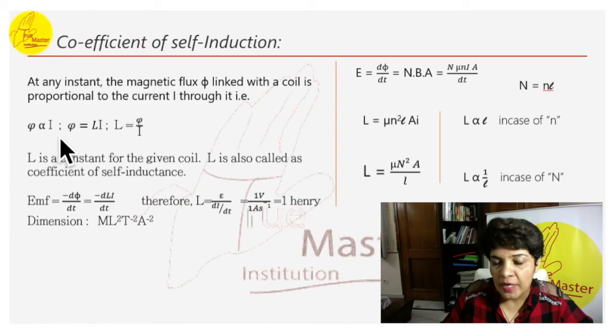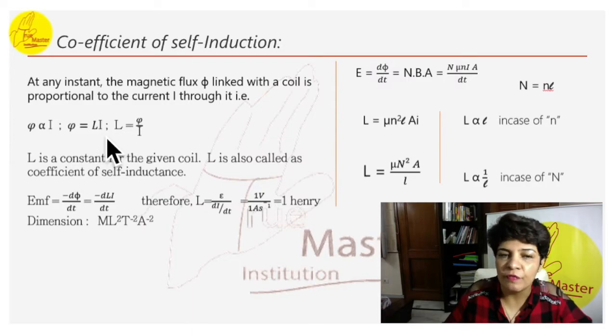If we have to equate it, we can say flux equals Li. L is a constant for the given coil. L is called the coefficient of self-inductance. If we want, we can bring the L on one side and rewrite this formula as L is equal to flux by I. L is a constant for the given coil. L is also called the coefficient of self-inductance.